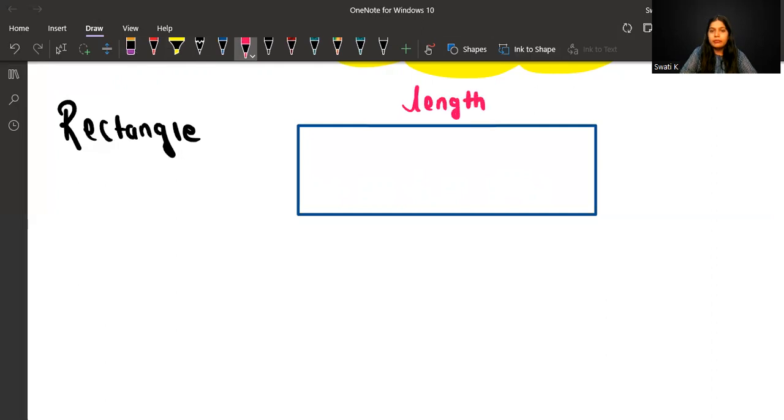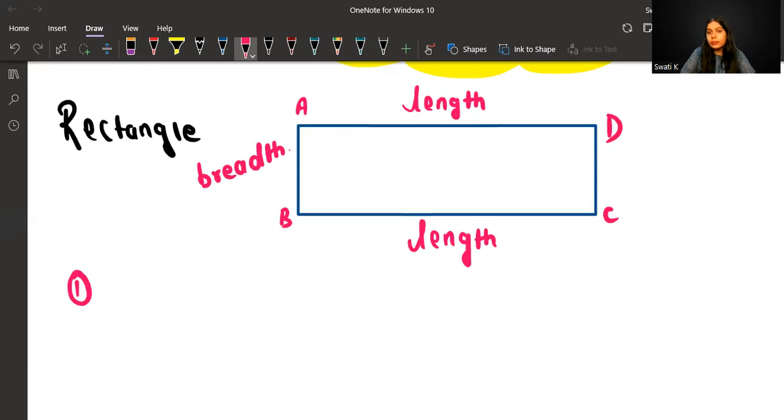Length we will just denote by L. Of course, the opposite sides are the same, so this is also going to be length only. And this we call breadth or width. Okay. So now let us discuss the properties. The very first property: I'm not going to write that it has four sides, four angles, four vertices, four corners, because I have already discussed that in a general quadrilateral. So here I'm just going to talk about the other things. Also, the sum of angle A plus angle B plus angle C plus angle D is 360. That is something that you also know.